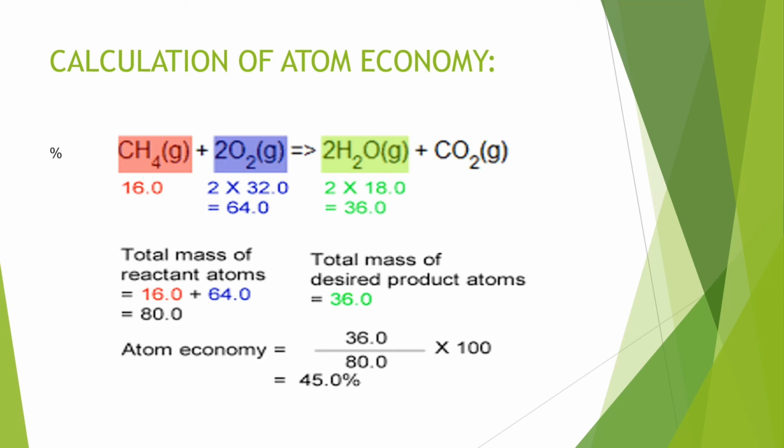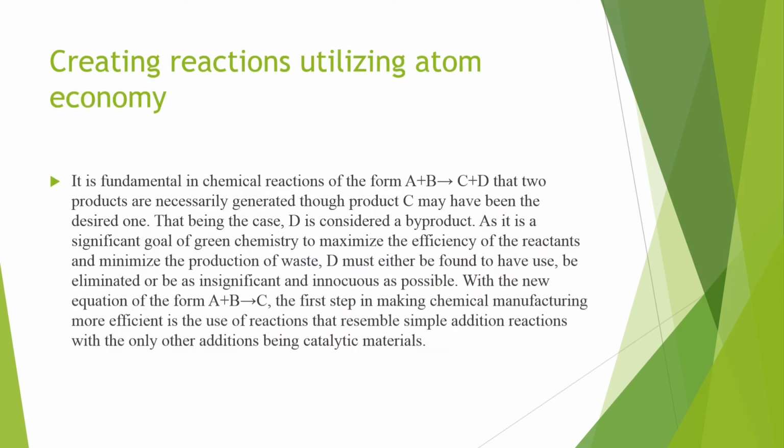What is the atom economy? Total mass of the desired product upon total mass of reactant atoms. Okay students, total mass of the desired product upon total mass of reactant atoms, into 100. This is the atom economy which we can calculate. And the next one, creating reactions utilizing atom economy.